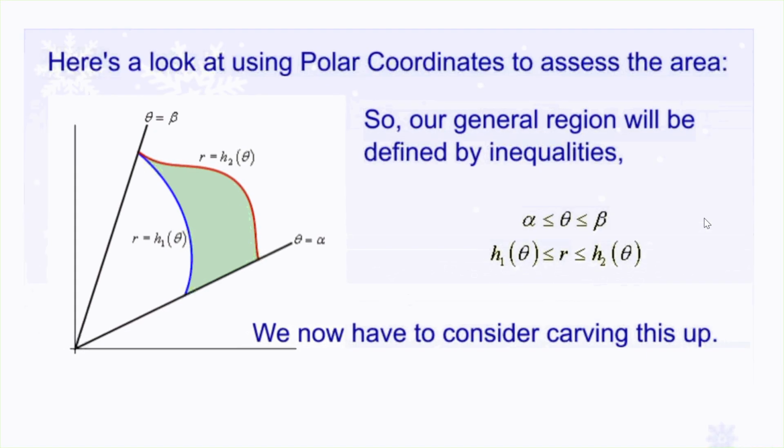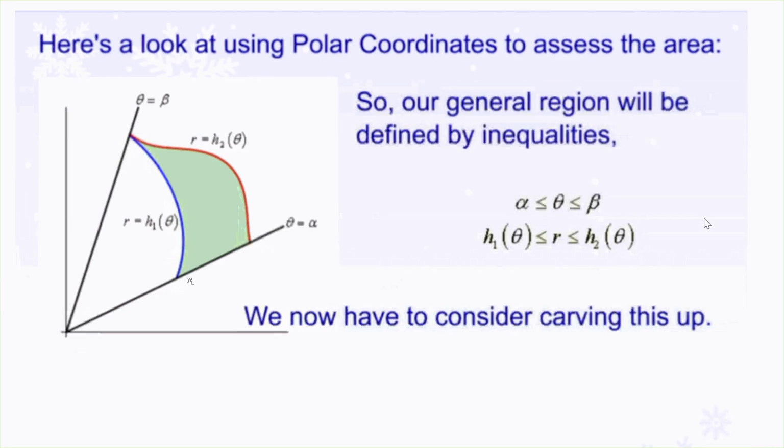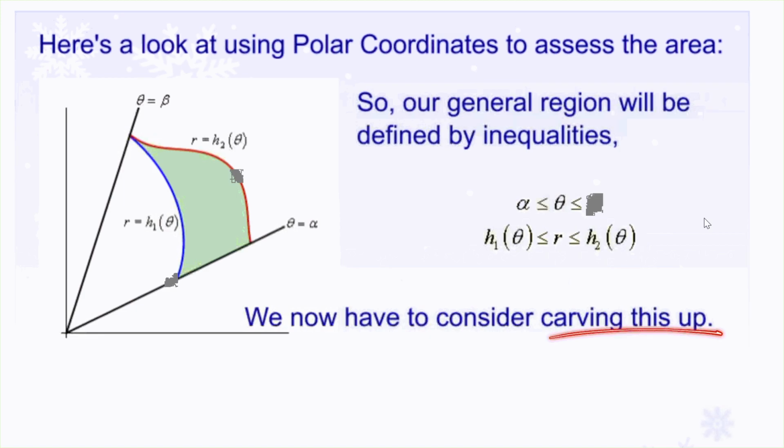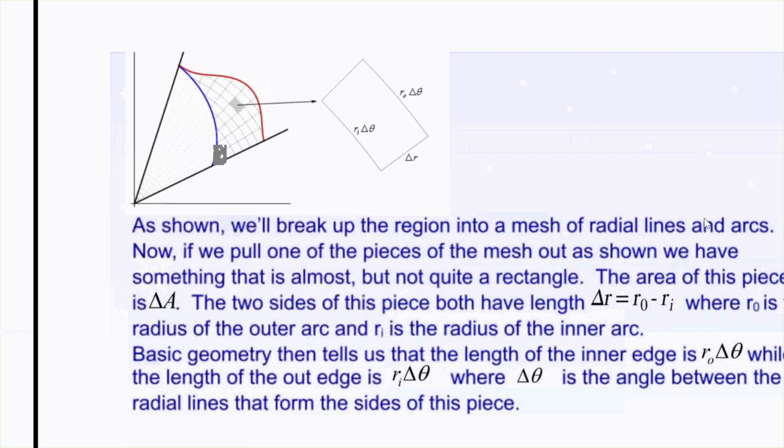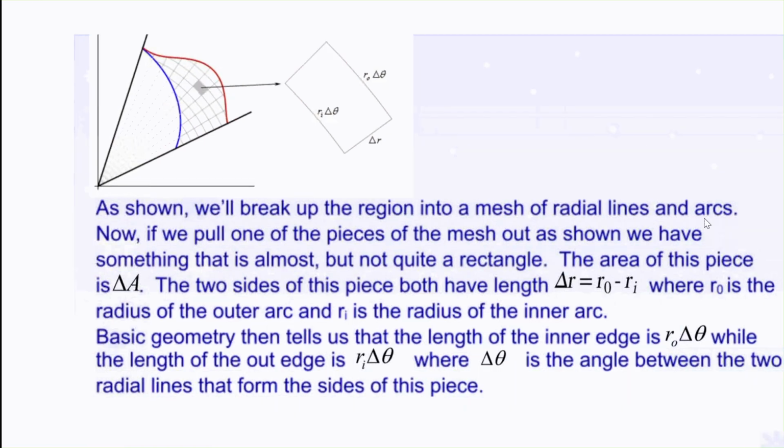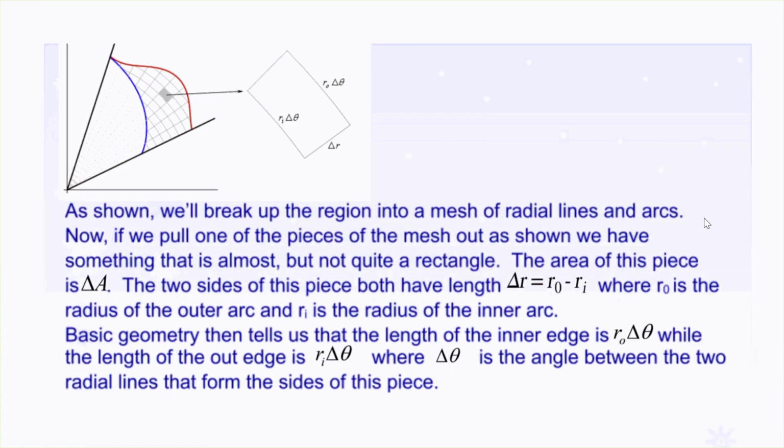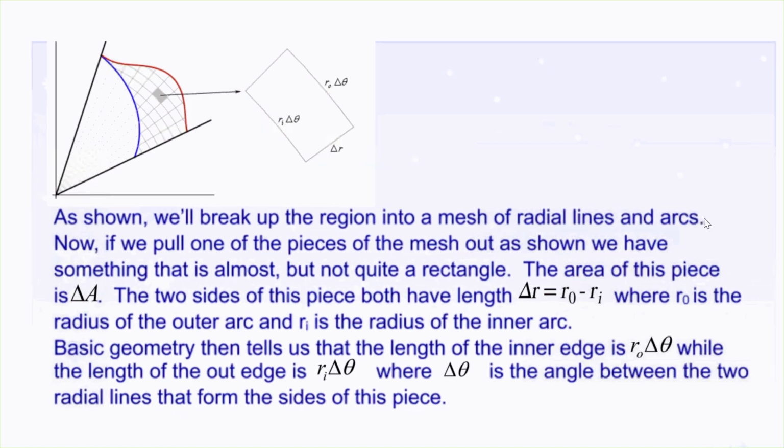Now, in order to consider what dA is, we have to consider carving this up, because that's what integration is all about: carving up into tiny pieces and then calculating the area with a simpler shape than what we're looking at. So if I carve up that region into smaller pieces, what we have here is just a sample little piece in the region. We're carving it up into these rectangular-like shapes.